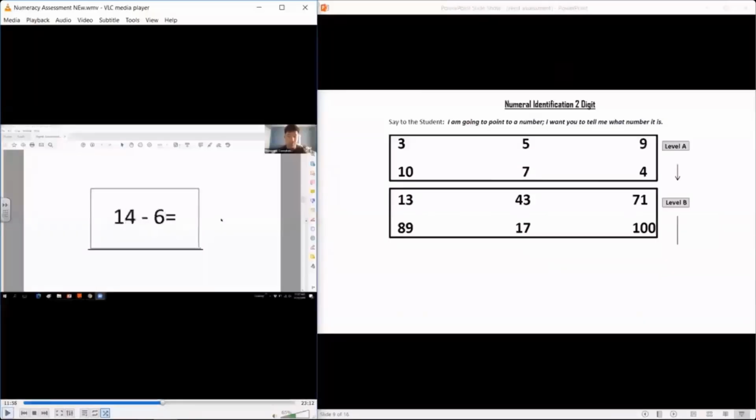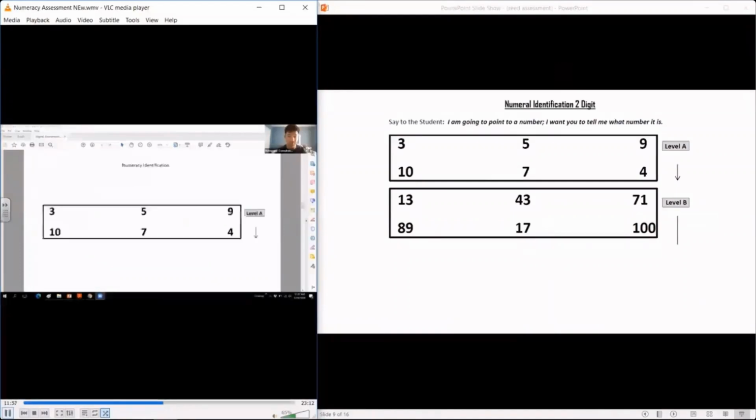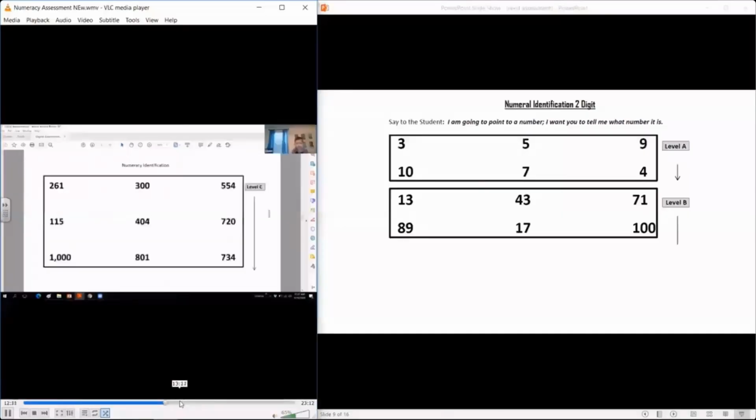All right, we're going to just quickly do the numeral identification part. There's no special training needed for this. We're just going to watch maybe the first one and then skip ahead to the next part, because I don't want to waste time doing something that's really easy to do. Okay, start right here. Start at the 3 and then go across, okay? Go ahead. 3, 5, 9, 10, 7, 4.